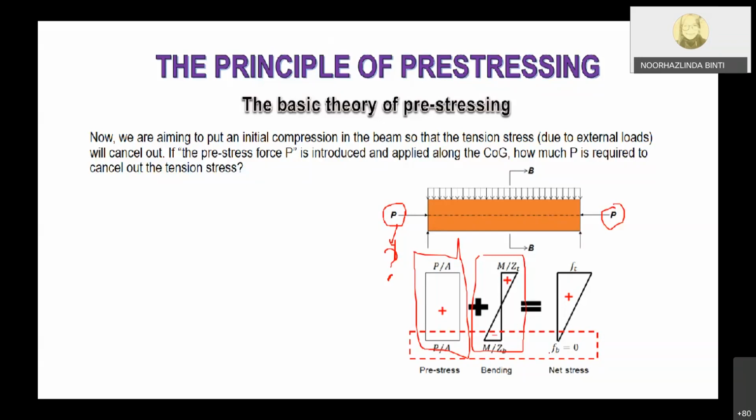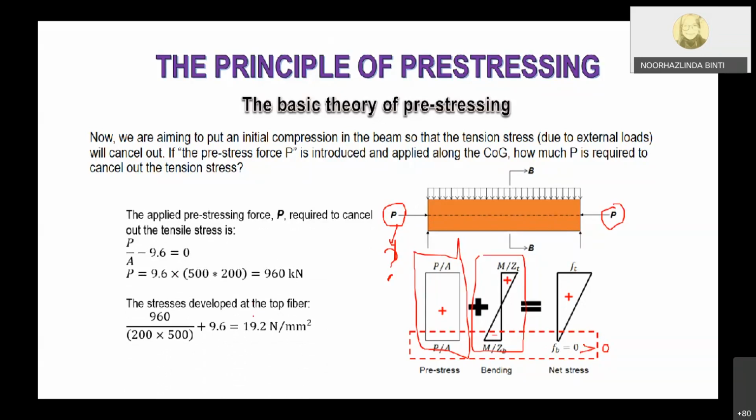So the total stresses at the bottom part should be 0 or maybe more than 0. Also can, acceptable. But still we need to limit that value. That one in chapter 2 later on. So how to do that? You need to calculate what is the value of P. So how to calculate the value of P? Very simple. You just use a mathematical operation.